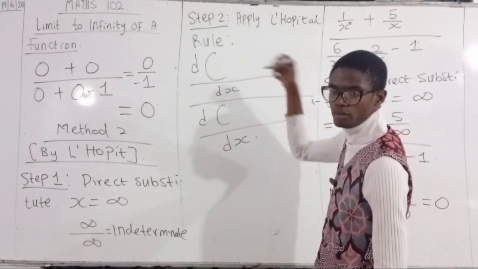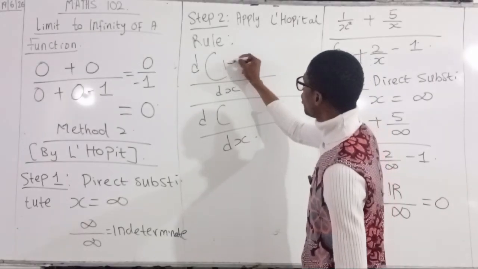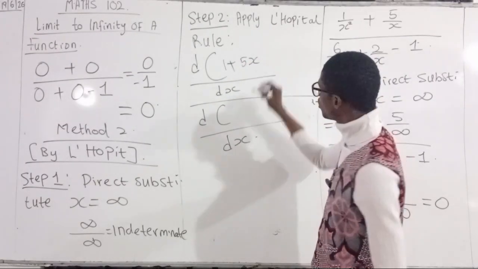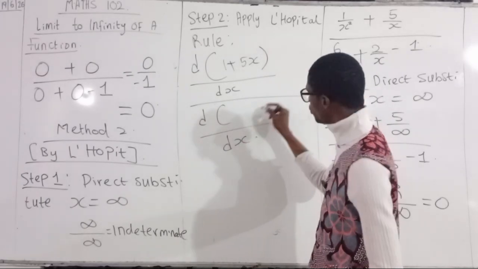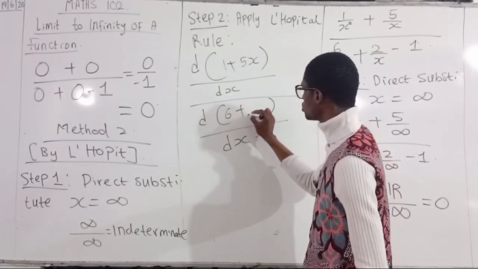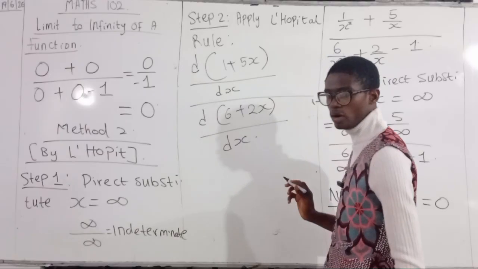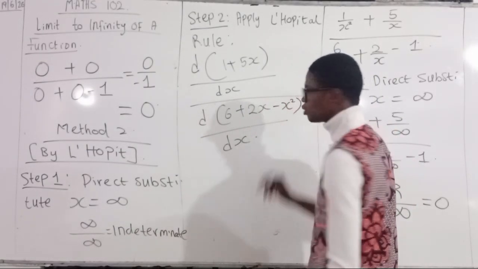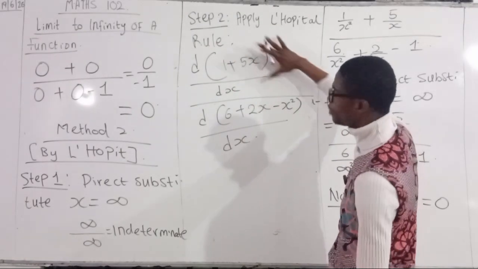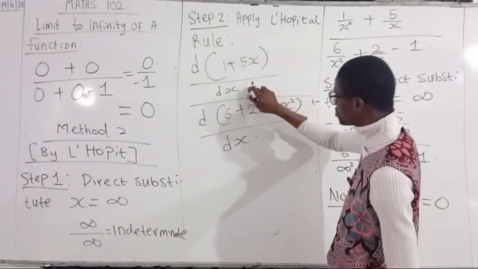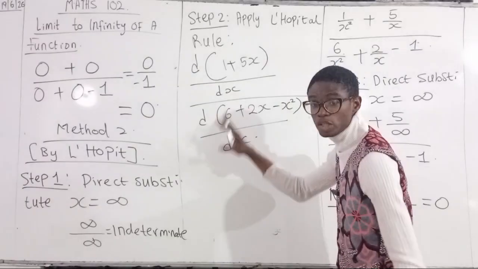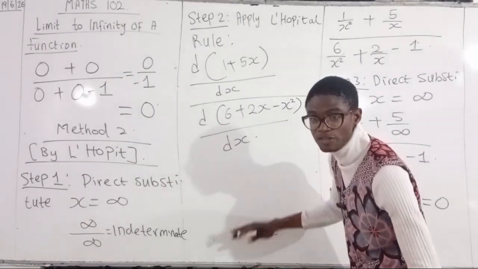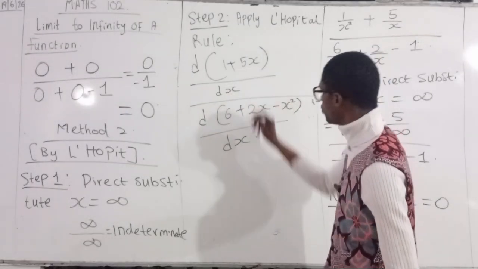The numerator, what do we have? 1 plus 5x. Then the denominator, what do we have? 6 plus 2x minus x squared. So this is what we have, right? So differentiate the numerator and denominator separately with respect to x, and you still have the numerator and the denominator, the derivative of both of them, right? So if you differentiate this, what will you have?